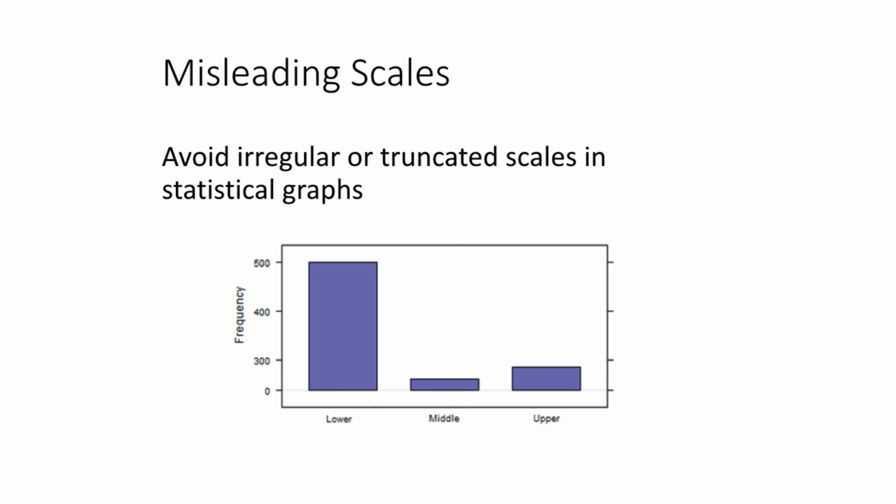And this sort of truncation of the scale really makes it look like the lower class number of counts is vastly more than the middle and upper class. And it makes it appear that the upper class and middle class are extremely small. It's really artificially inflating the number of counts visually in the lower class. So try to avoid a distorted or truncated scale for your axes.